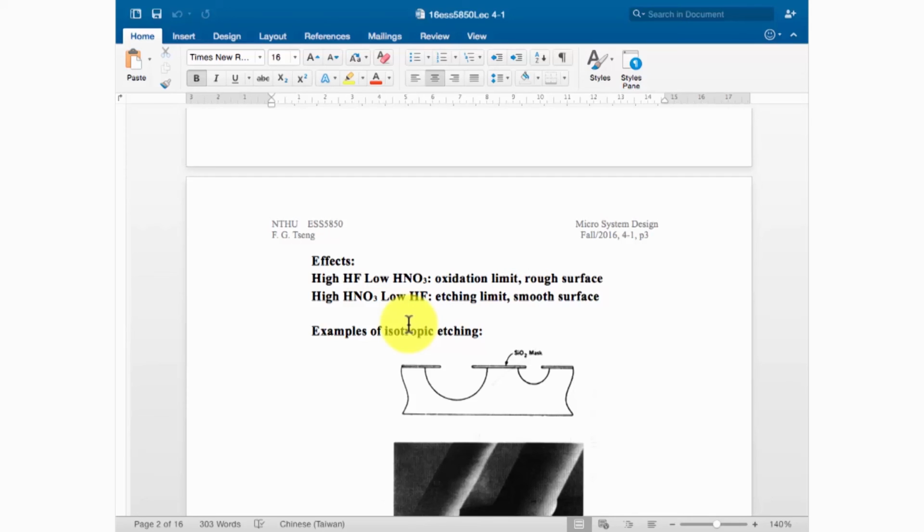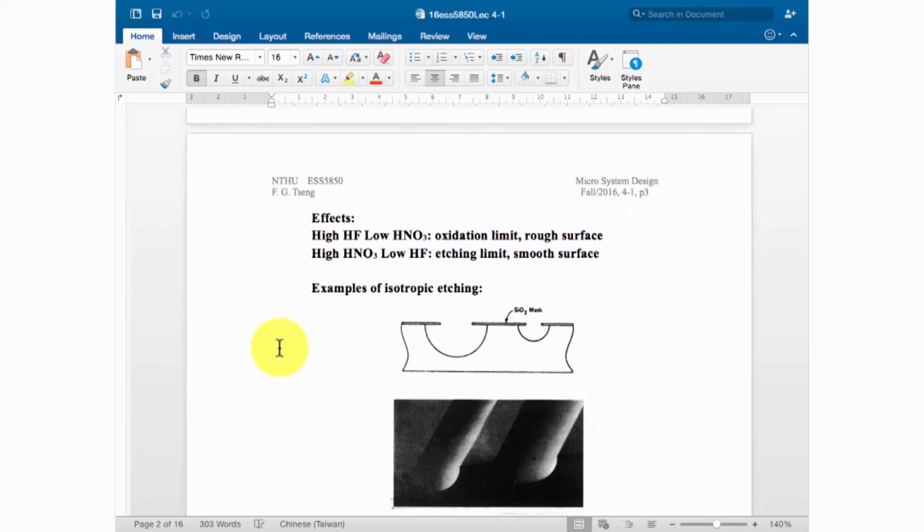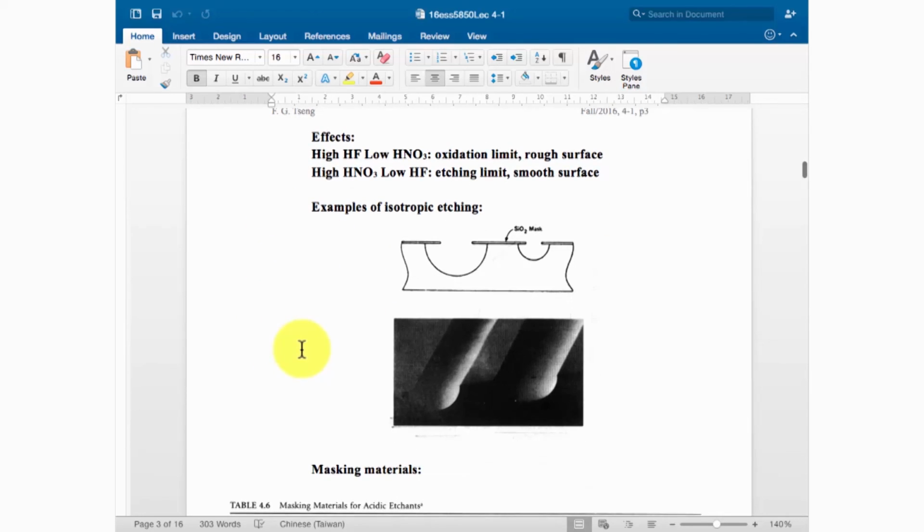But in the opposite, we have high nitric acid. We have a smooth surface because it's etching limited. Etching is the HF. Nitric acid is for oxidation. Okay. So these are two important conclusions we put here for your reference. I have mentioned this already.